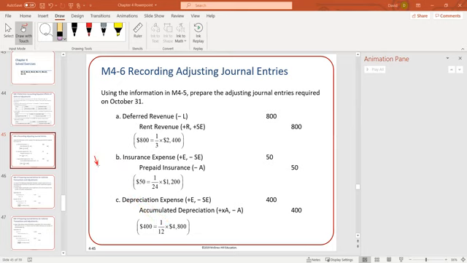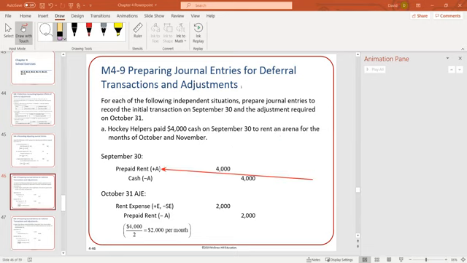All right, let's take a look at some more. So here we've got, again, they paid $4,000 cash to rent an arena. So notice you're debiting prepaid, crediting cash for $4,000. And this is for 2 months, so we know it's $2,000 per month. Just take 4,000 divided by 2. So at the end of October, in this case, you would have rent expense debit, credit prepaid rent for that 2,000.